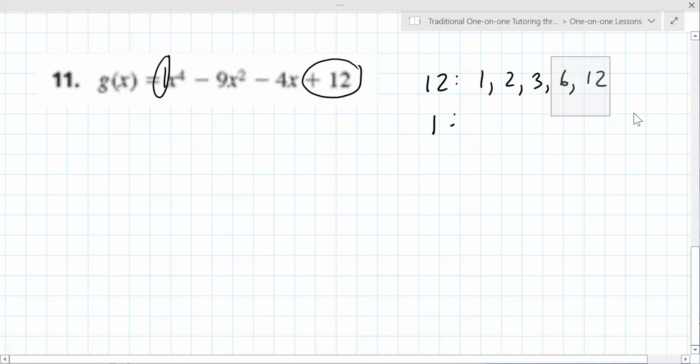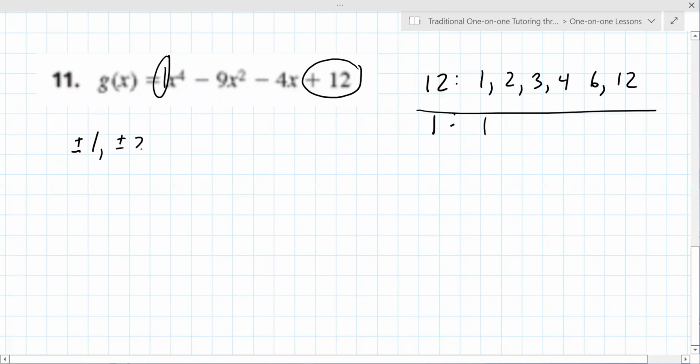So I did miss one here. There's 4. They're paired up. So 3 goes with 4, 2 goes with 6, 1 goes with 12. And then on the bottom here, it's just 1. And it's always plus or minus. Sometimes you get a question on a quiz or test which is like, write the possible ones. So plus or minus 1, plus or minus 2, plus or minus 3, plus or minus 4, plus or minus 6, plus or minus 12.